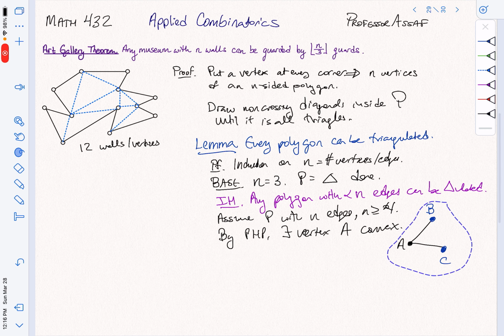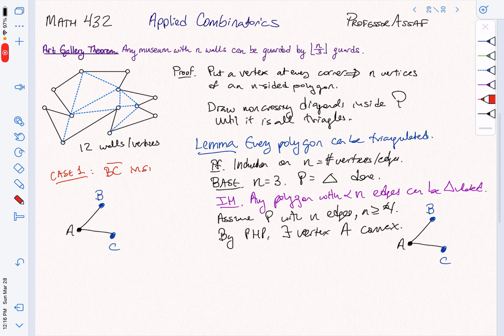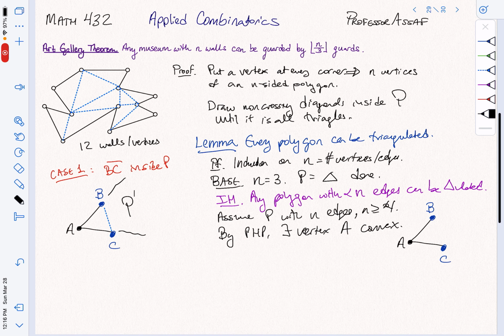So I'm going to copy this and bring it over here, and we'll do case 1. What if BC is inside P? Then I can just connect B and C with a diagonal. Let's think about what I've done there. Now I've split my shape off, and I've got the rest of my shape going here. I'm going to call this P prime. How many vertices does P prime have? Well, I've taken off A and I've added this wall in here.